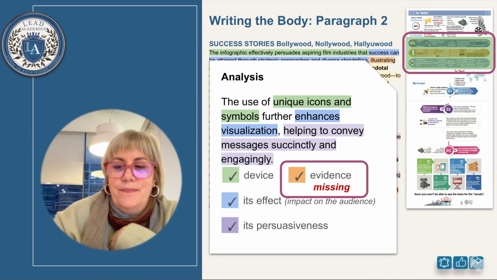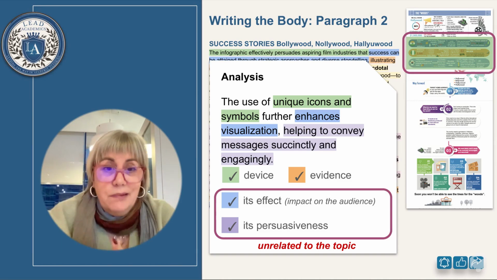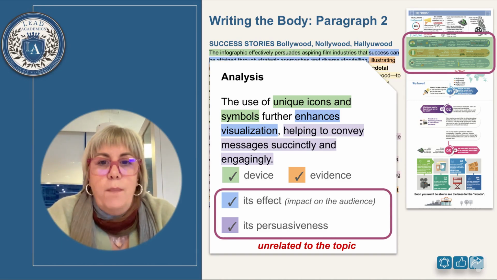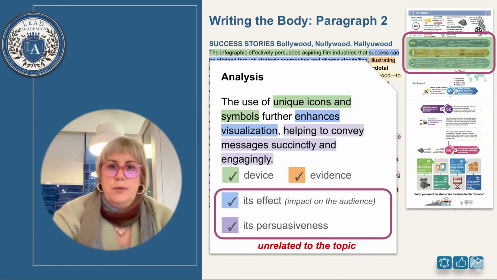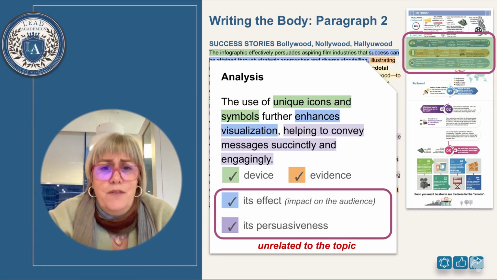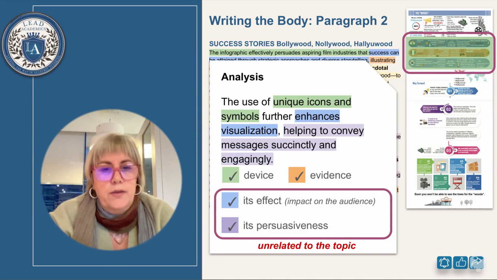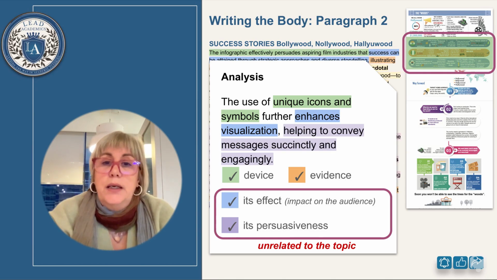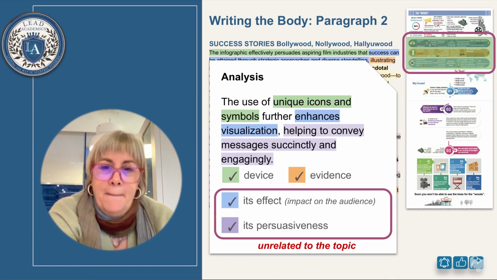So what else is problematic here? It's the persuasiveness, that link to the topic. The topic here is these success stories based on unique icons and symbols, a kind of nationalism. Its effect, enhances visualization, has nothing to do with success stories or convincing the audience. And its persuasiveness, helping to convey messages succinctly and engagingly, has nothing to do with the topic. This is off focus. This is what off focus looks like.